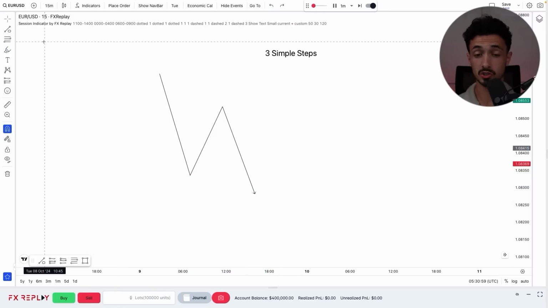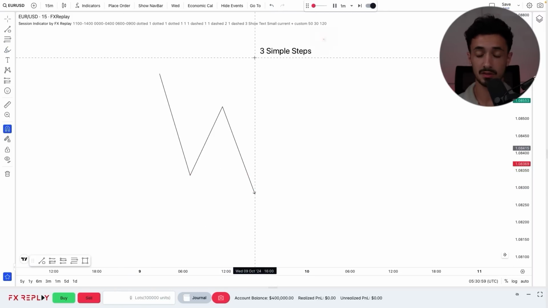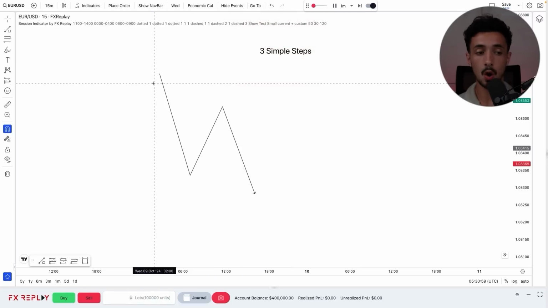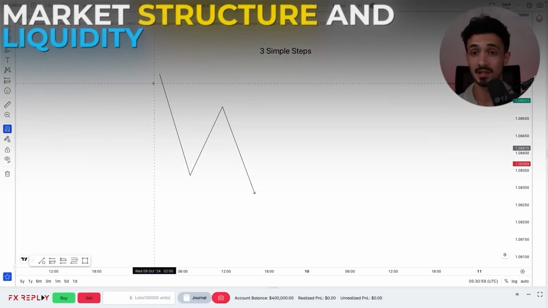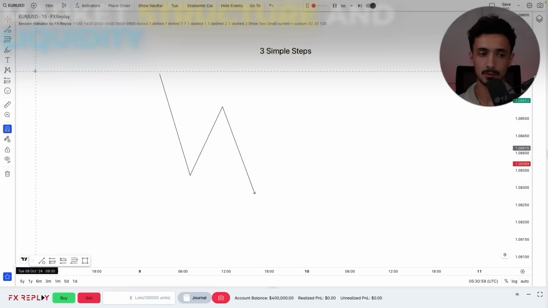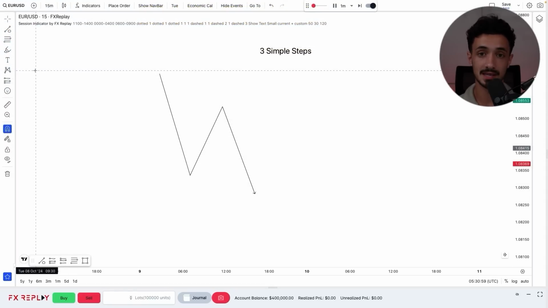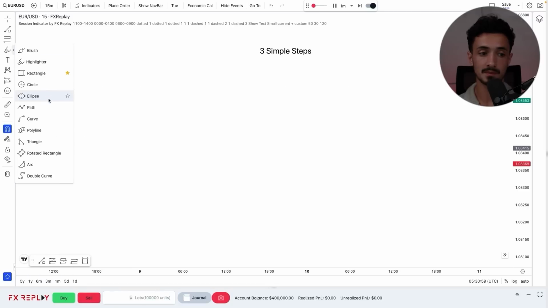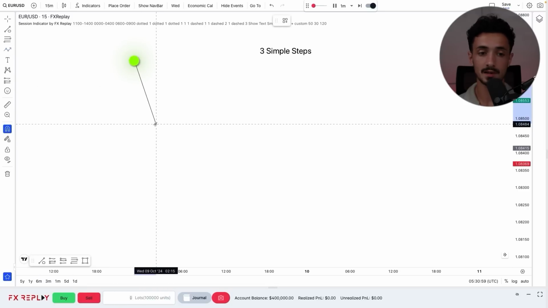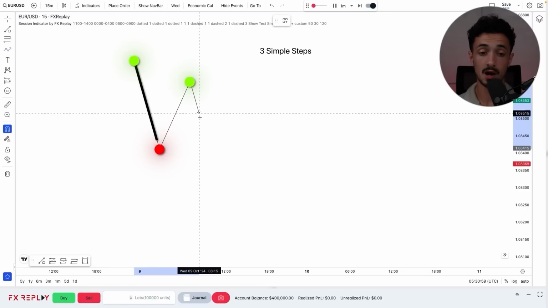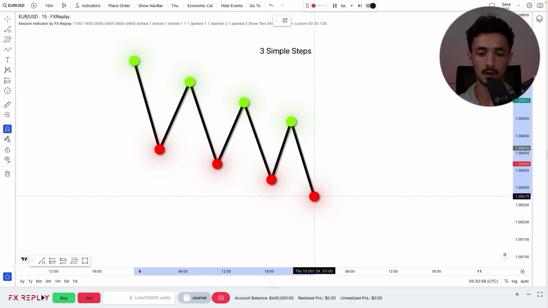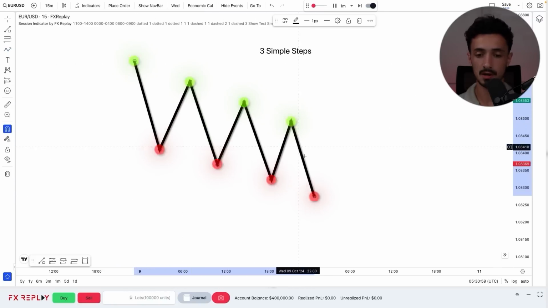So this one strategy that I'm going to teach you today, that is 3 simple steps to profitability, is predicated only on market structure and liquidity. And it's actually very simple. This is the principle you need to understand to know the strategy. In a trending market, the market will always move in this ratio. You'll have a high, a low, a lower high, a lower low, a lower high, a lower low, a lower high, a lower low. That's what essentially creates a bearish market.